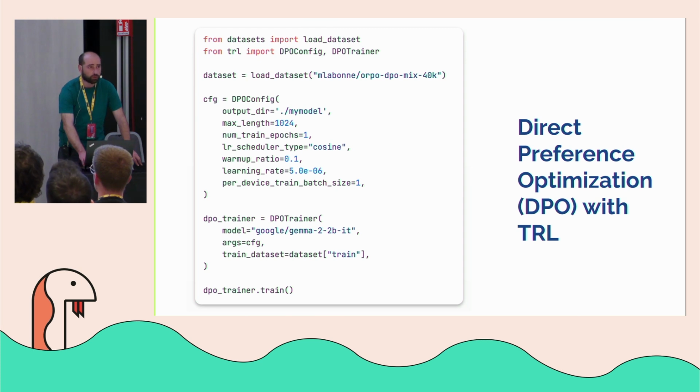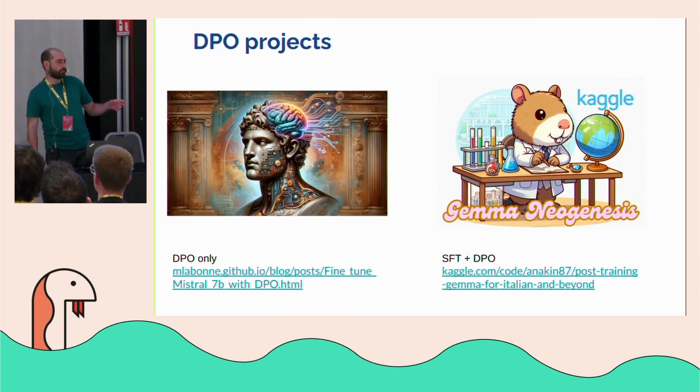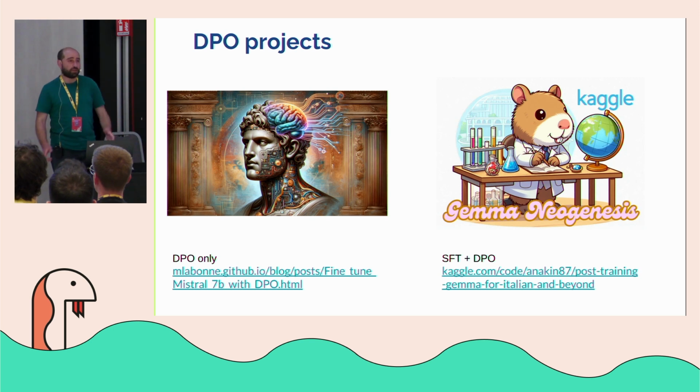I also recommend some tutorials about DPO. The one on the left is for DPO only by Maxime Labonne. And on the right, there is a project of mine called Gemma Neogenesis, where I improved Gemma on the Italian language using supervised fine-tuning and direct preference optimization. Fun fact, I took part in a Kaggle challenge, and I also won this challenge, but yeah, I think this is a good tutorial.